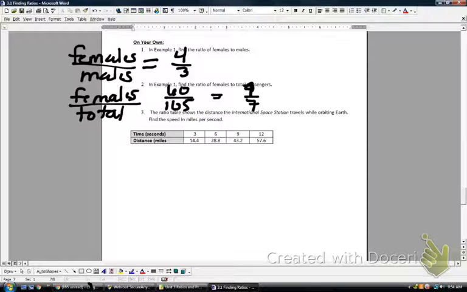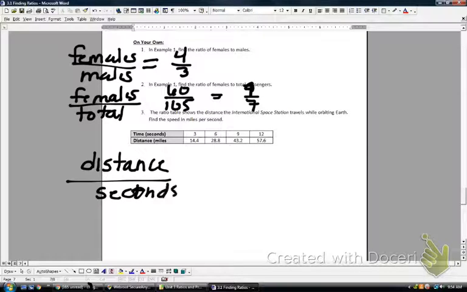And then the last example says the ratio table shows the distance the International Space Station travels while orbiting the Earth. Find the speed in miles per second. So my cheat sheet is going to be distance and then time on the bottom. And I will just choose the first one. You don't have to choose that one.